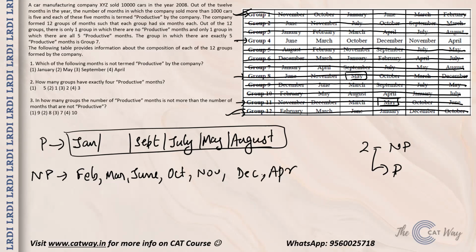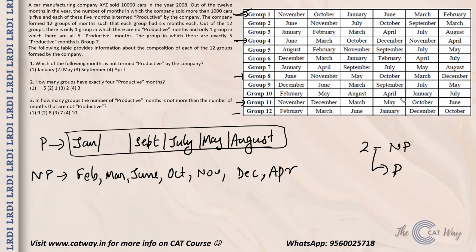Now, question number 1, which of the following months is not termed productive by the company? Among the options, January is productive, May is productive, September is productive, April is the month which is not productive. Then question 2, how many groups have exactly 4 productive months? You can see that only group 5 and group 10 have 4 productive months. So the correct answer is option number 3, 2.